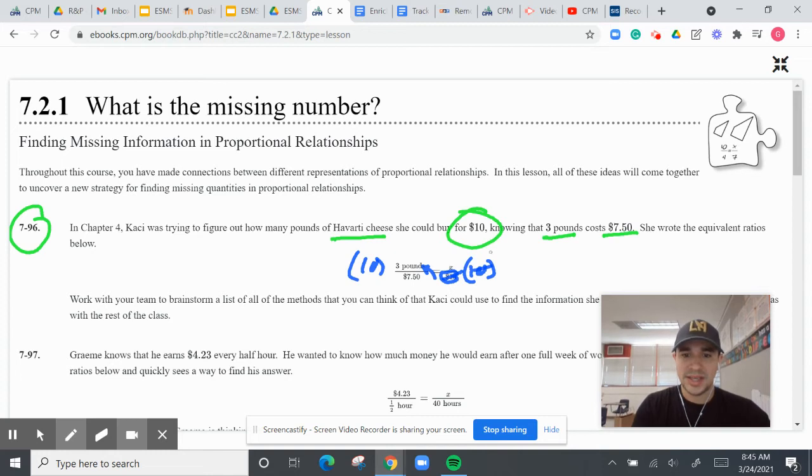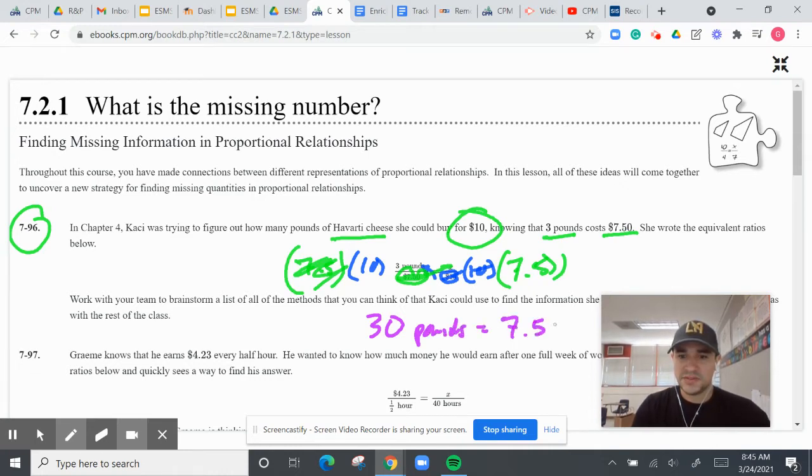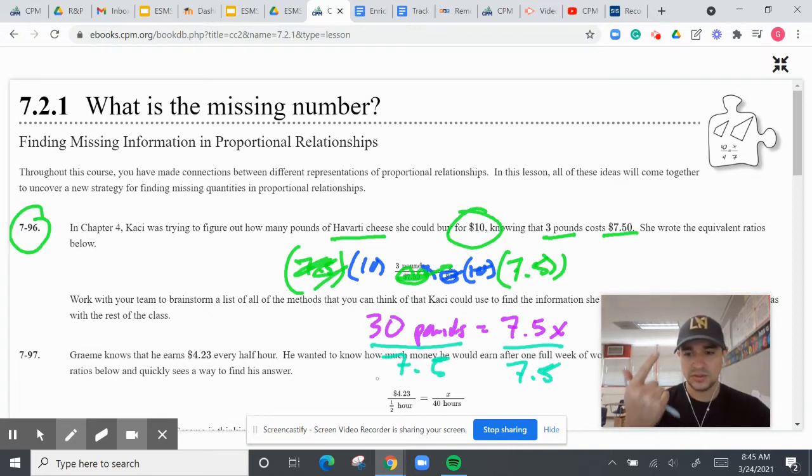When I do that, these 10s cancel out. Then I'm going to multiply both sides by 7.50, which is cross multiplication, by the way. These 7.50s cancel out, and I am left with 30 pounds equals $7.50x. Then you just simplify, and 7.5 and 15 is 2 times 2, which is 4. So x equals 4.